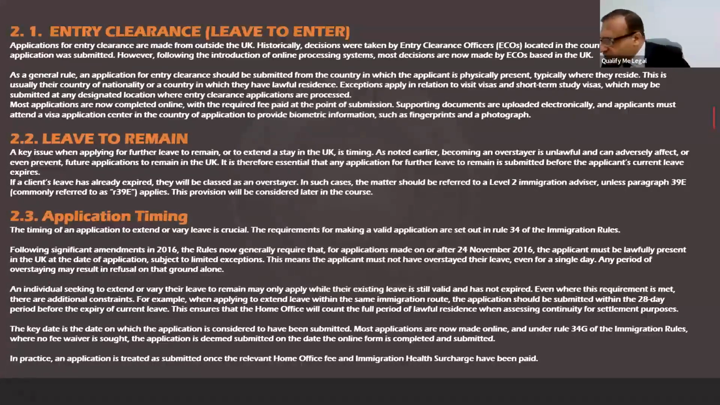So let's move forward to leave to remain. As I told you, leave to remain we normally apply for from within the UK. The important issue when we apply for leave to remain is timing.